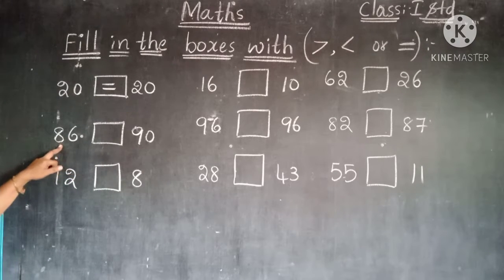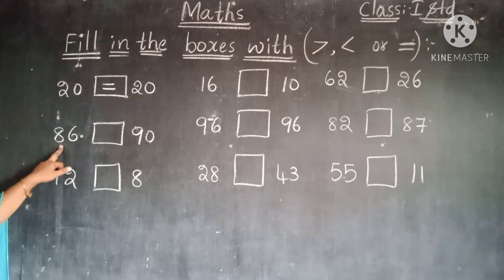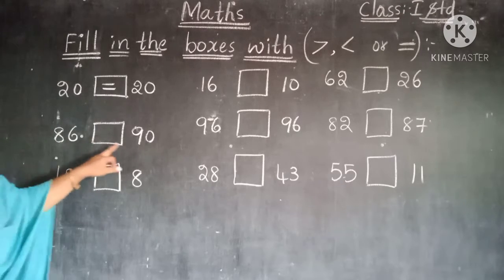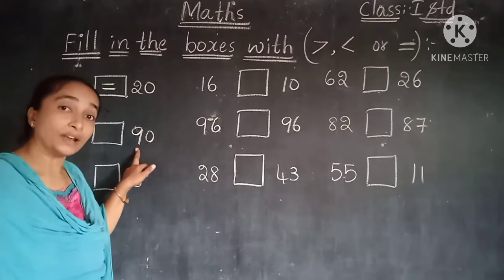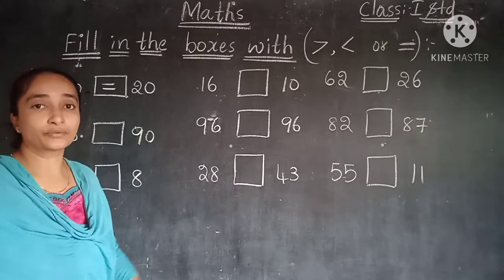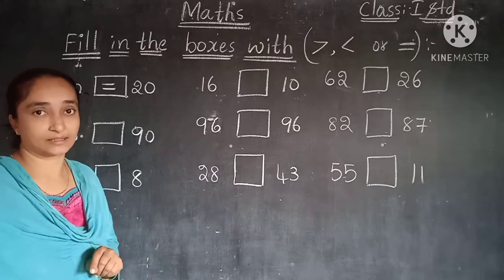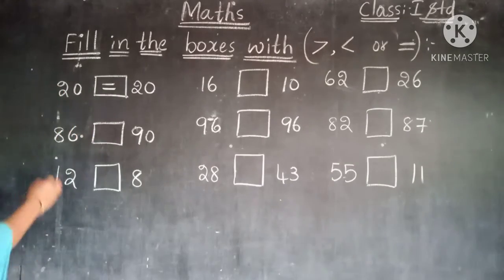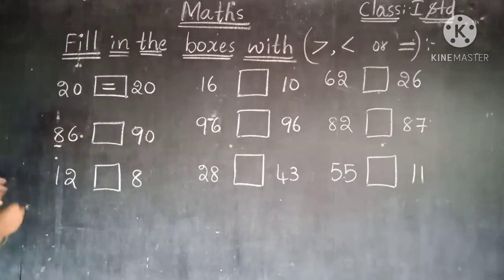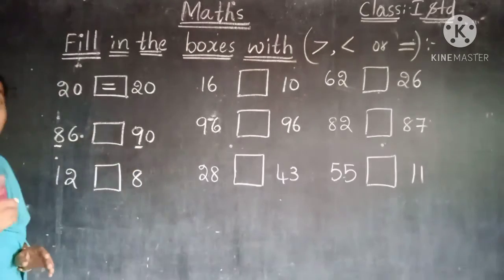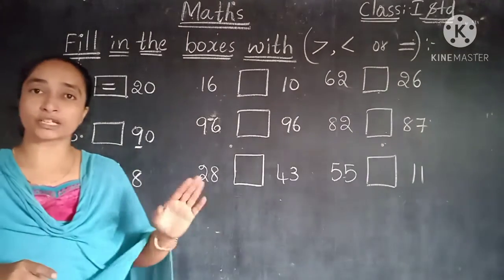The first number here, what do we have? 8 tens, 6 ones, 86. And the next one here we have 9 tens and 0 ones. Now first of all we have to check the tens place. Not the ones place, children, the tens place we should check. Here how many tens are there? 8 tens. Here how many tens? 9 tens. So no need to check the ones place.